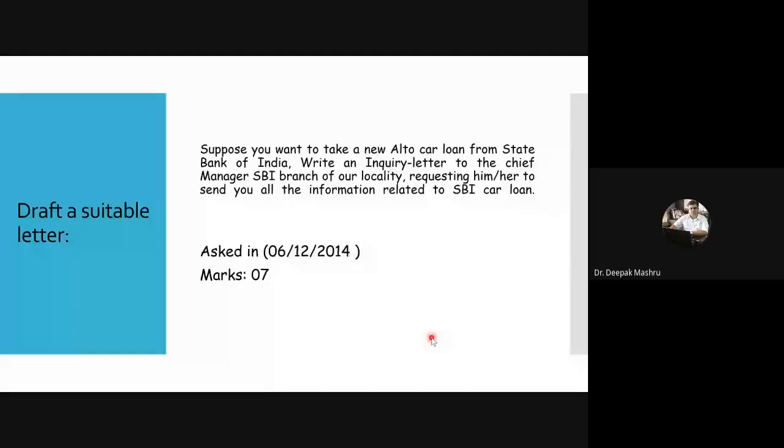2014 exam. You want to take a new Alto car loan from State Bank of India. Write an inquiry letter to the chief manager, SBI branch, right, of your locality. But here we'll consider these three letters. You take a screenshot, everybody.